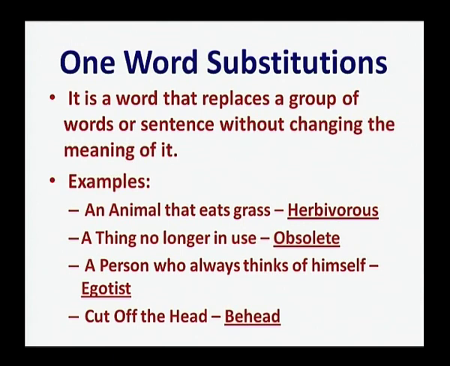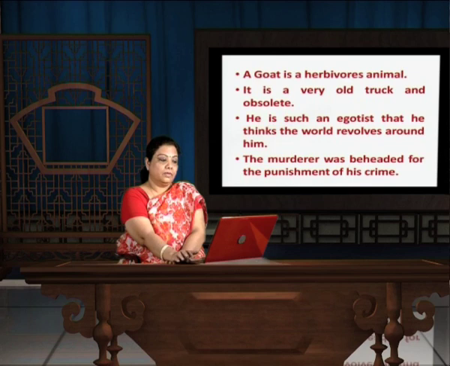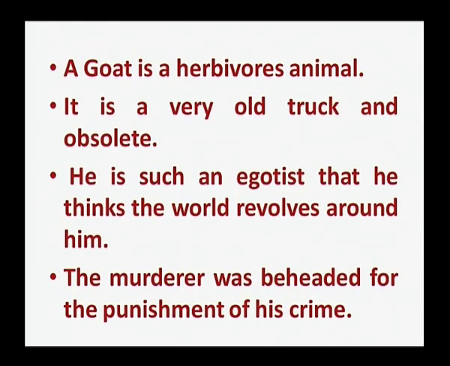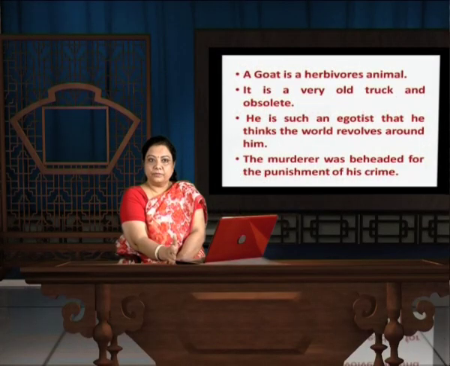Similarly, a person who always thinks of himself, egotist. Cut off the head, behead. Let's put them in sentences. A goat is a herbivorous animal. Instead of saying that a goat is an animal that eats grass, we can use one word and say a goat is a herbivorous animal. Similarly, the old truck which is no longer in use, we say it's a very old and obsolete truck. Obsolete means it's no longer in use.